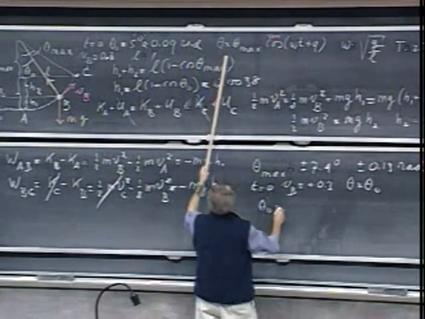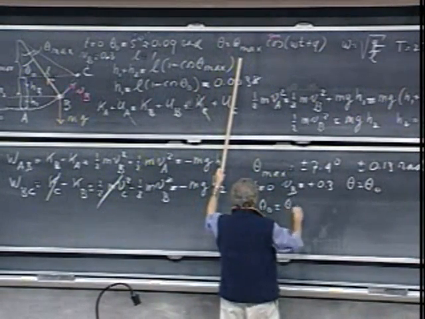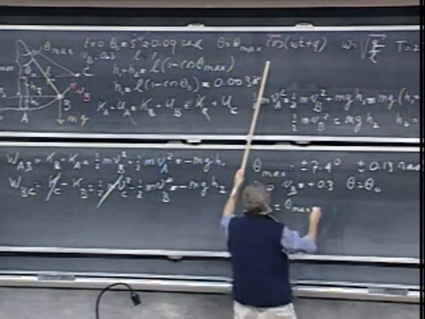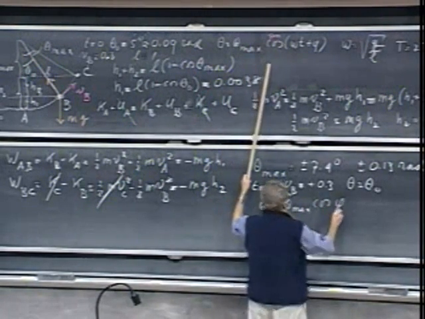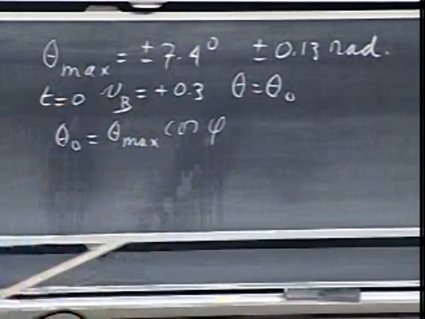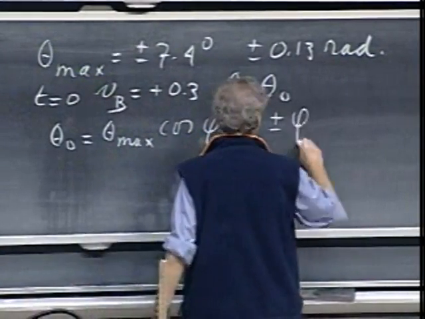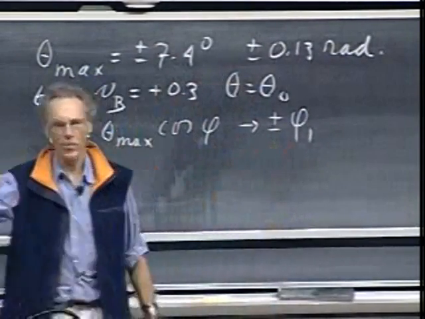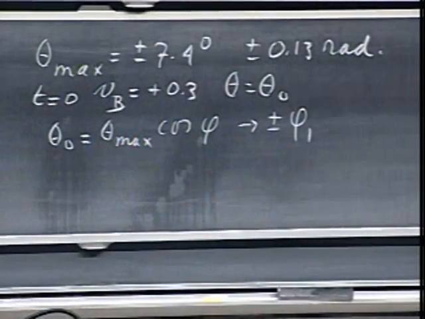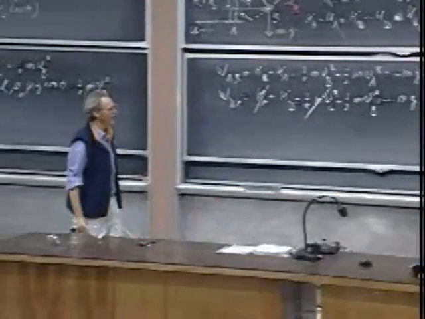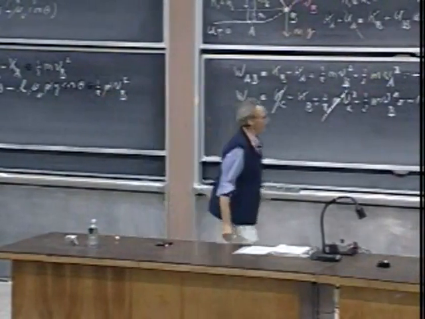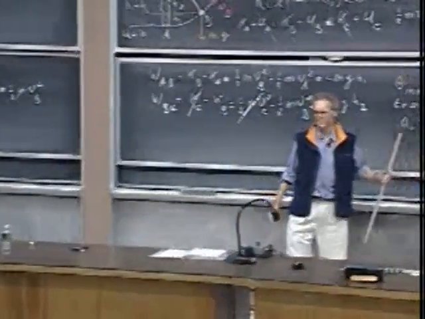So theta 0, I know what theta 0 is. We just calculated what theta max is times the cosine of phi at t equals 0. And so I get two angles of phi, plus and minus phi 1. You always find the plus and a minus sign because the cosine of plus the angle is the same as the cosine of minus the angle. So now we have to find out which of the two it is.